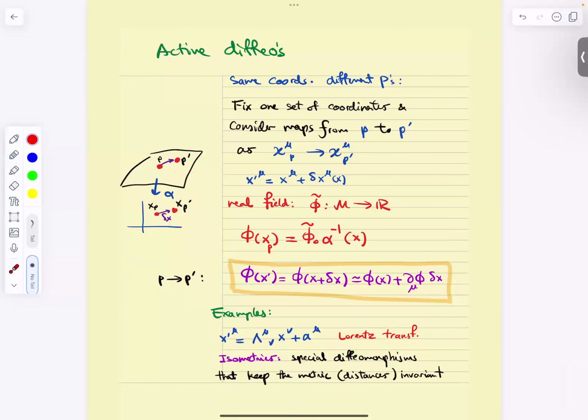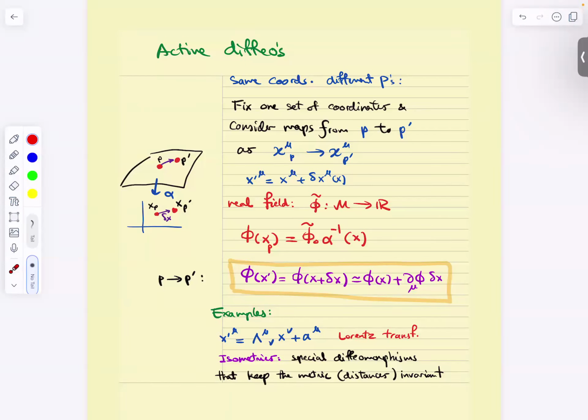All right, so let's describe active diffs. These are same coordinate systems, same map alpha, but different points. P goes to P prime. Our friend's head moves, but we're still using the same coordinate system. Whether I change the coordinate system or not doesn't tell you whether the transformation was passive or active, because you could combine the two. That's why it's actually confusing.